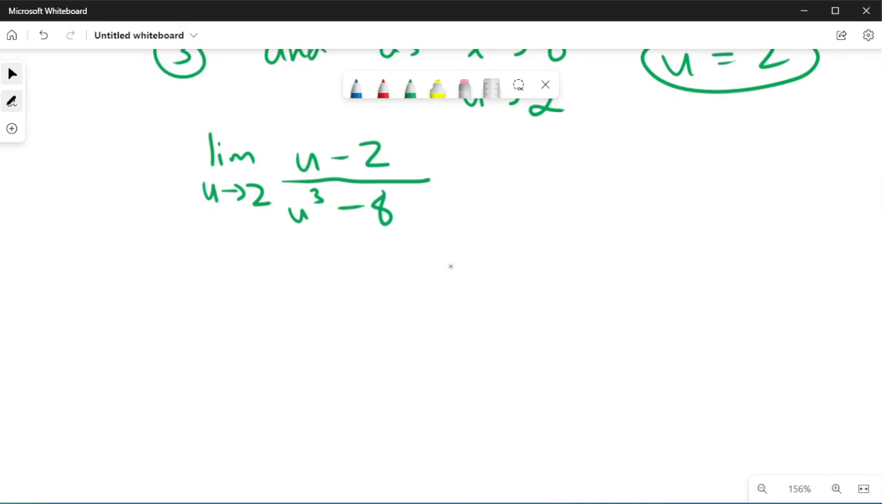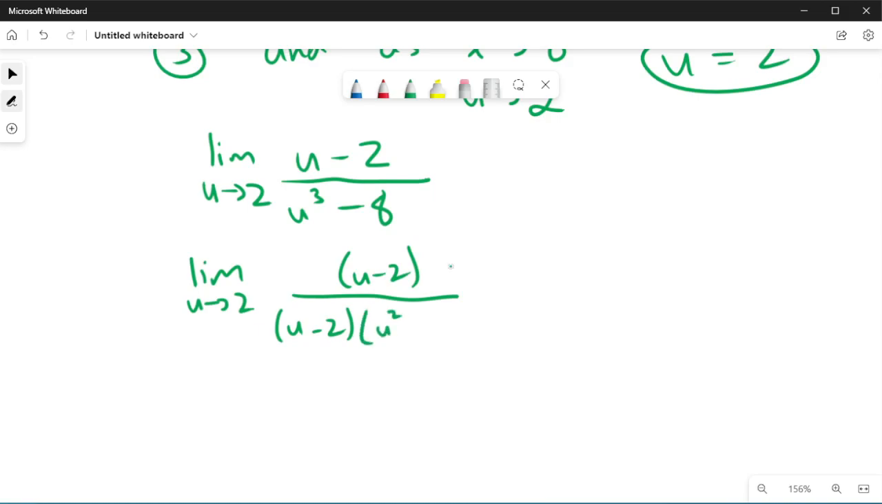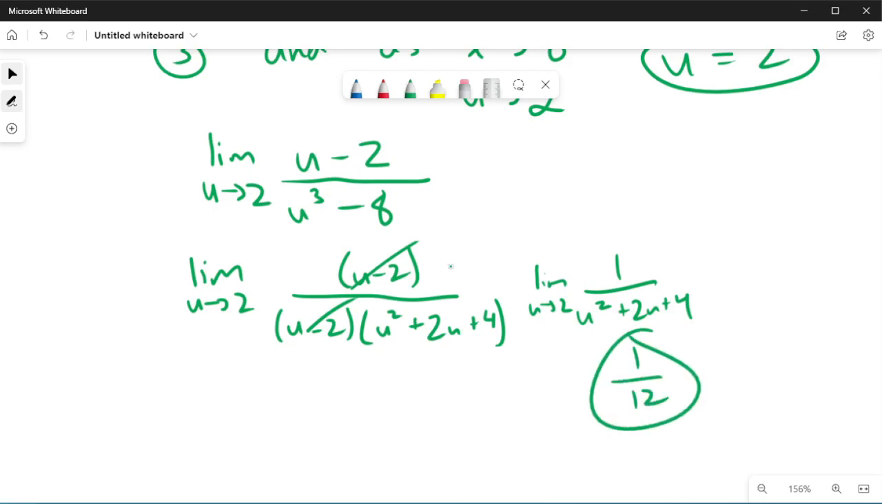Again, what are we supposed to do with this one? Just take the difference of cubes on the bottom. The top is u take away 2. The bottom, u take away 2, then u squared plus 2u plus 4. That's your difference of cubes formula. Again, we can cross them out. We get 1 over u squared plus 2u plus 4, and all of a sudden, the problem we've had all along, which is plugging in u equals 2, is not a problem anymore. I get 1 over 12, which is 1 over 4 plus 4 plus 4. I can solve the limit.